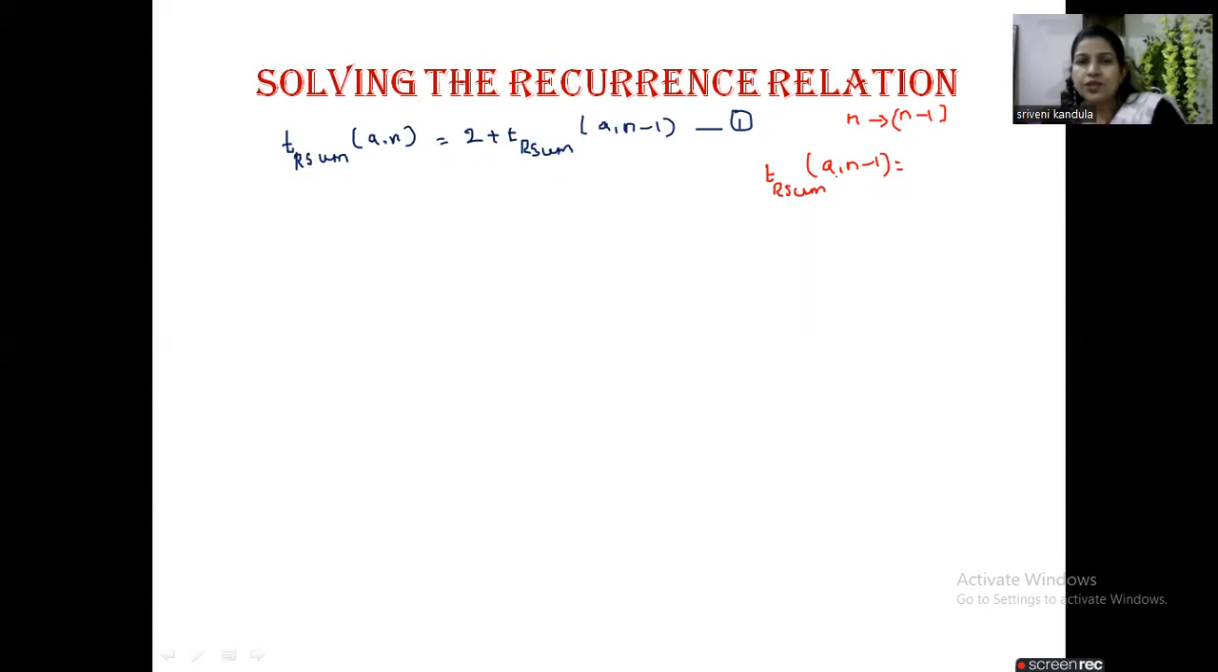So the equation becomes T_rsum of a. Here I have n. I replace it with n minus 1, is equal to 2 plus. Here I have T_rsum(a, n minus 1). Already I have a minus 1. Now my n value is n minus 1. So it is n minus 1 minus 1, which will become n minus 2. So that is 2 plus T_rsum(a, n minus 2). So this is the value that I obtained for T_rsum(a, n minus 1).